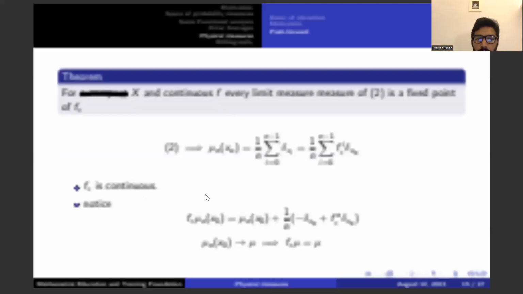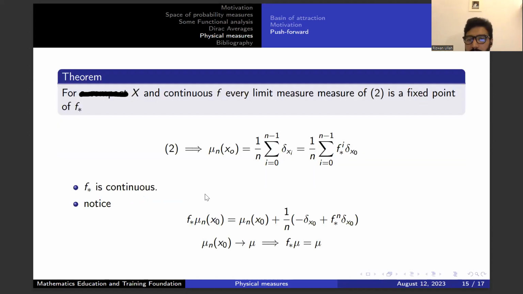Now let's go to the very final thing in today's session. Theorem. The theorem says that for a space X and a continuous map f, every limit measure of the Dirac averages is a fixed point of the push forward of that continuous function. Remember, the sequence was the Dirac averages. So let's prove this theorem in a nutshell. It's quite easy to deal with.